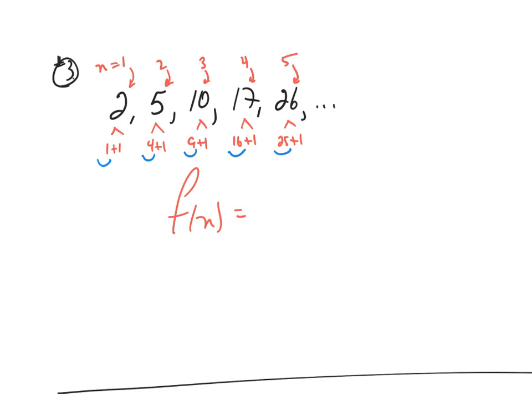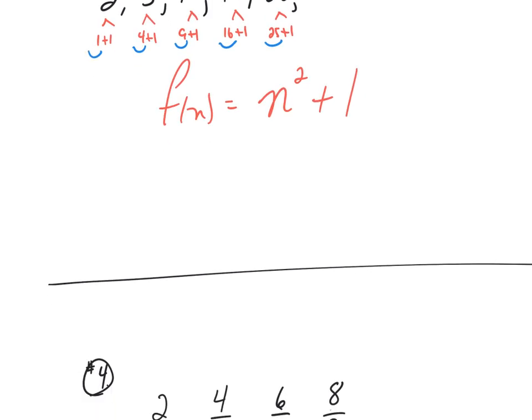1, 4, 9, 16, 25. Those are all of the integers squared, right? 1 squared is 1, 2 squared is 4, 3 squared is 9, 4 squared is 16, 5 squared is 25. So our formula then can be the integer squared plus 1. And if you check it out with any of the terms, you find that that works. That works for all of them. So obviously a much more difficult one there.